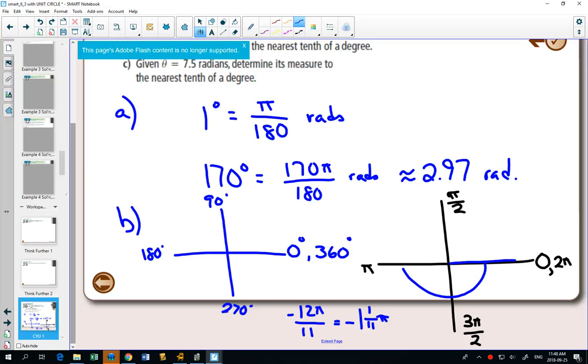Can you imagine this upper half divided into 11 sections, and then going one more? That is the angle of negative 12 pi over 11. If we convert it to degrees, you might be able to see this even better.